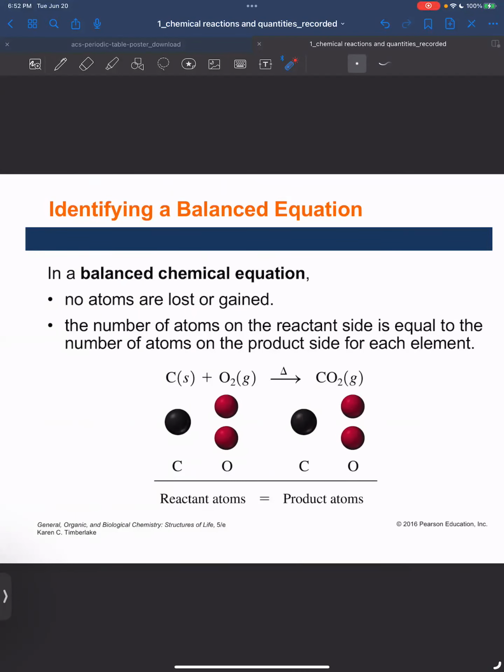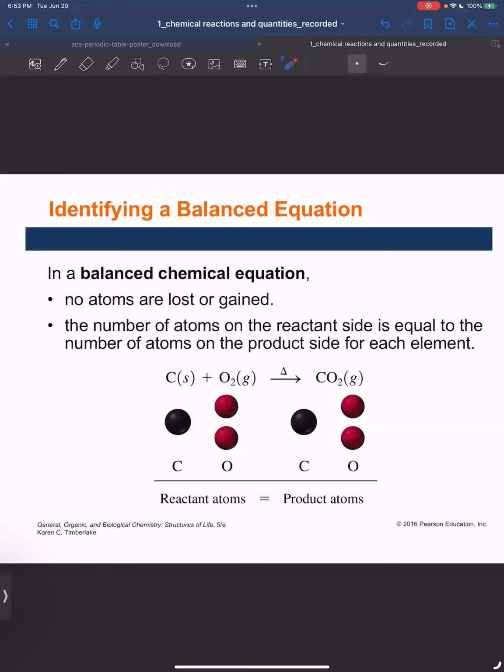Now, due to the law of conservation of mass, no atoms can be lost or gained in a chemical equation. So when we balance them, we are working under the assumption that no atoms are lost or gained. What that means is that the number of atoms on the reactant side is equal to the number of atoms on the product side for each element.